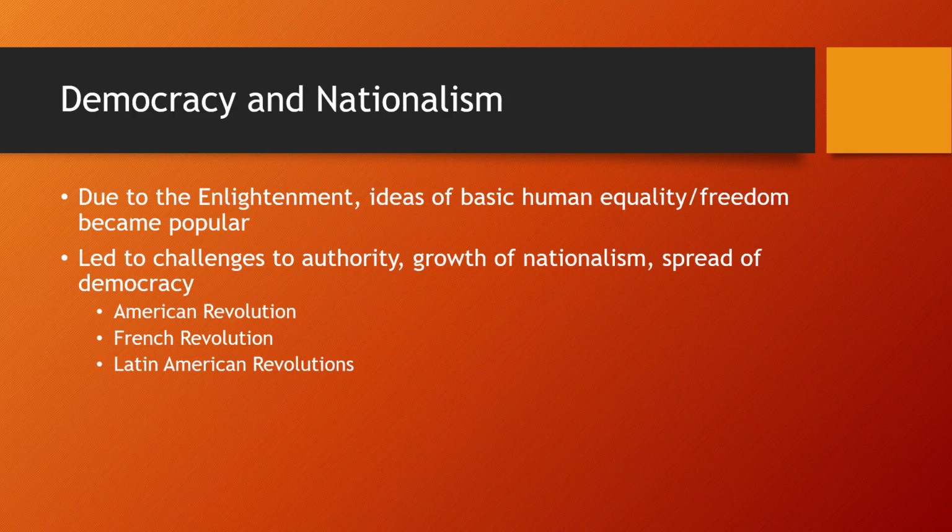Other big ideas to come out of the Enlightenment were ideas of democracy and nationalism. Democracy meant rule by the people. Okay, remember ancient Greece, ancient Rome. Nationalism is the loyalty to one's country, a sense of camaraderie based on the nation that you live in and your common culture, language, customs, and so on and so forth.